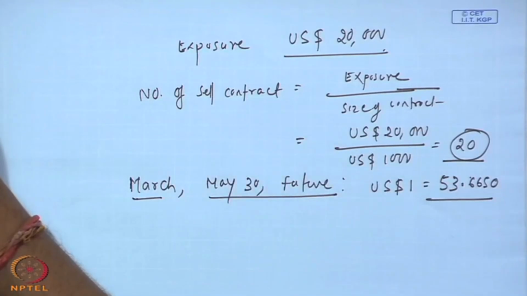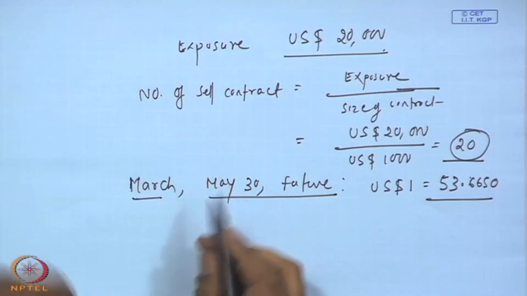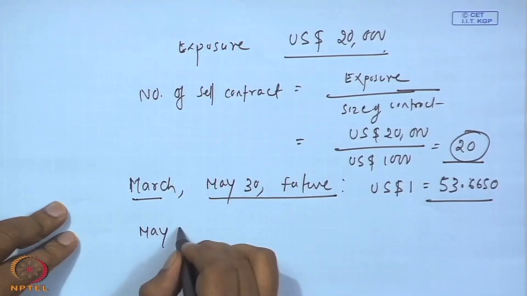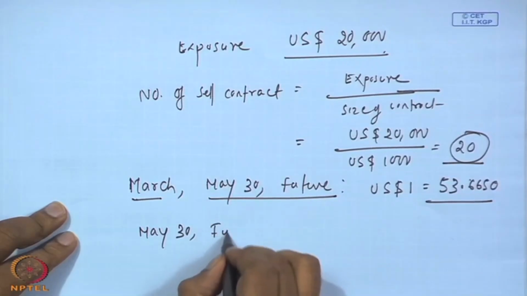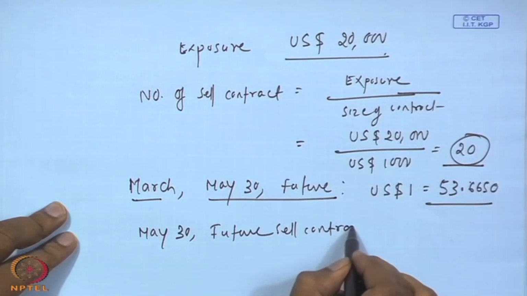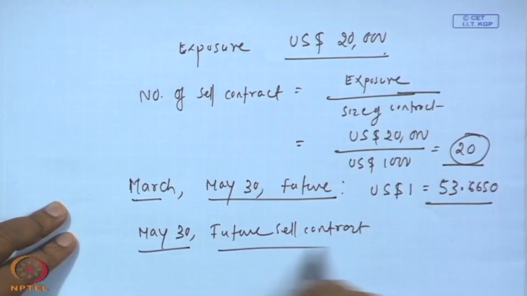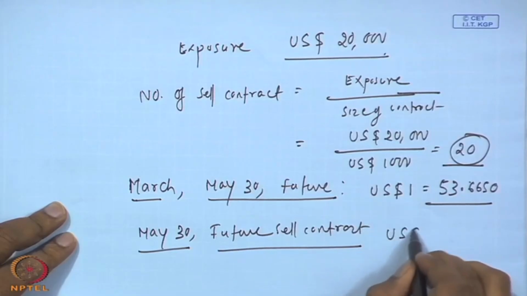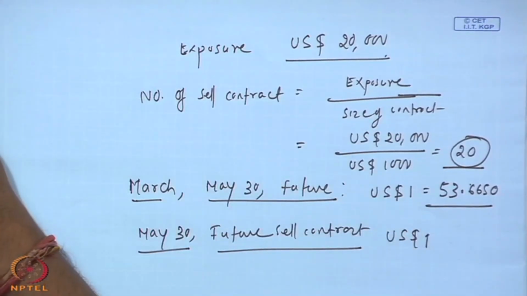At 53.6650. Now, May has actually arrived, and in the month of May, on the 30th of May, the future sale contract is trading at USD. If you see the example, the May futures are traded on the 30th of May at 53.550.